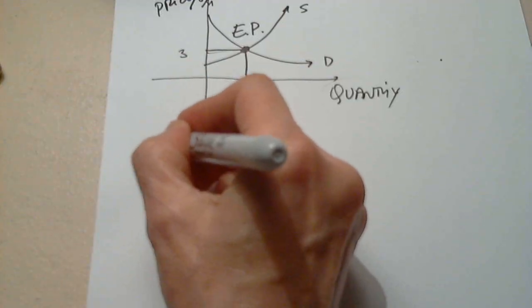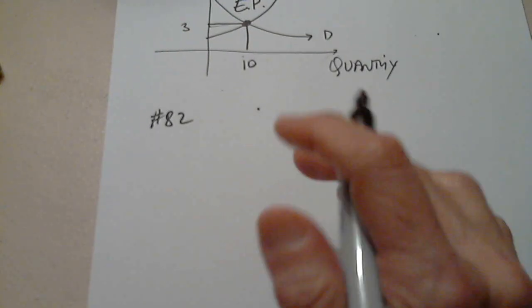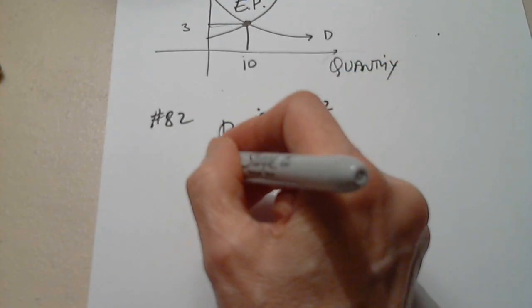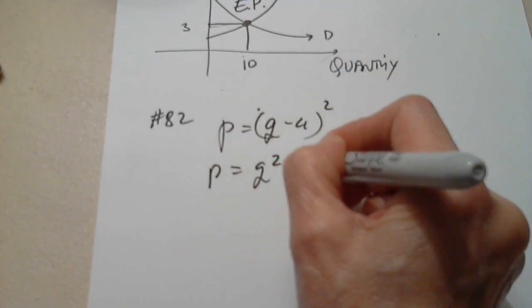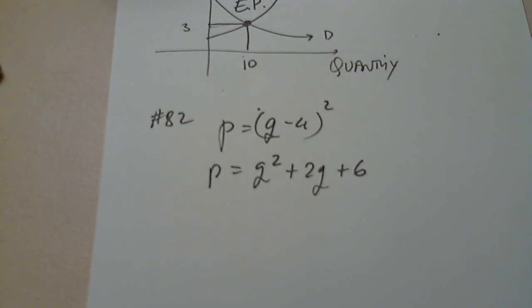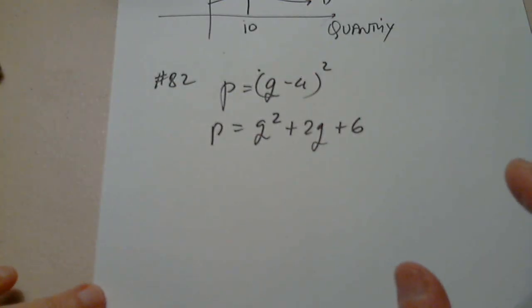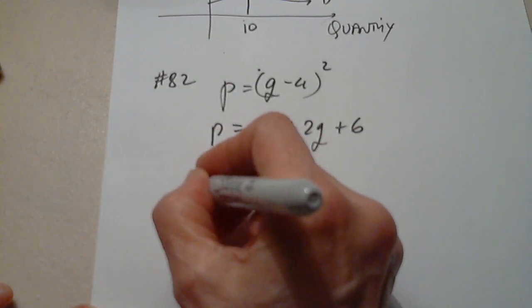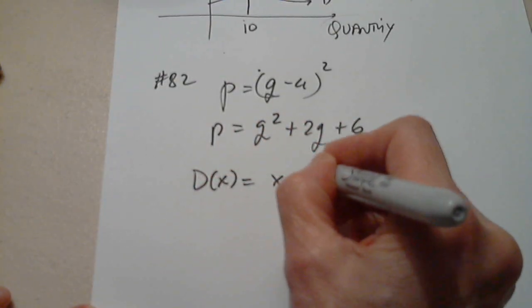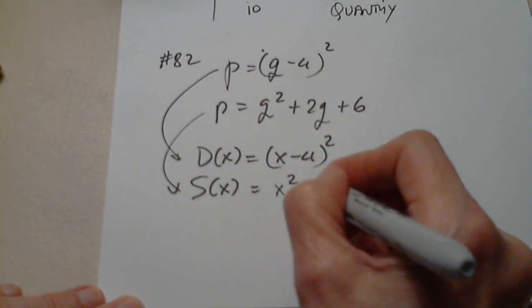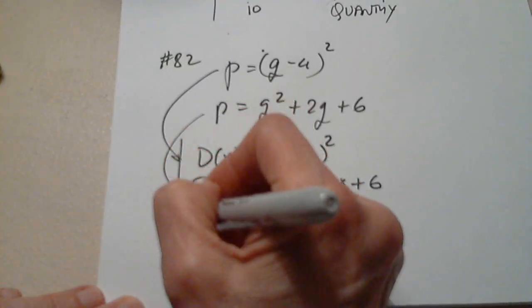Let's do 82. In 82, we have P equals (Q minus 4) squared, and we have P equals Q squared plus 2Q plus 6. Okay, allow me to change the notation a little bit, because I consider it kind of weird. So this is the demand, D of X equals (X minus 4) squared. And this is the supply function, S of X, which is X squared plus 2X plus 6.